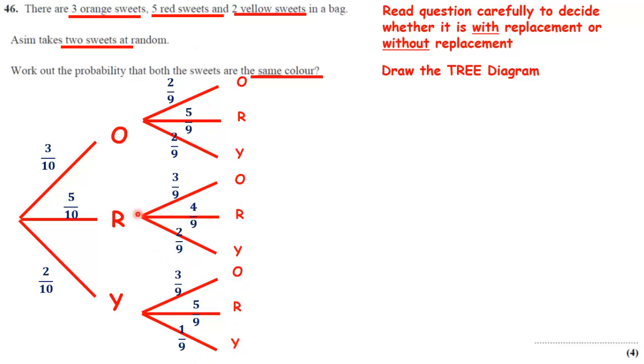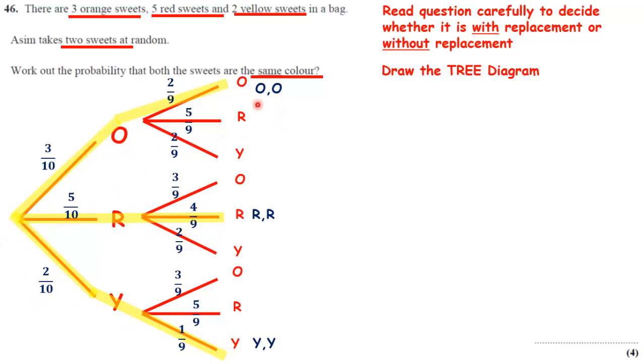Okay, so now I've got almost a complete tree diagram. I can start using it to answer the question. Work out the probability that both sweets are the same color. If the sweets are the same color, I'm looking for an orange and an orange, or a red and a red, or a yellow first and a yellow second. So think about the paths that I've just highlighted. An orange sweet first and then an orange sweet second, a red sweet first and a red sweet second, and a yellow first and a yellow second.